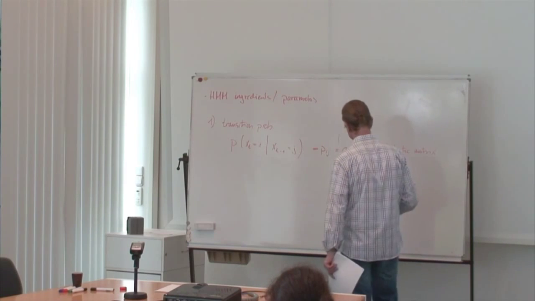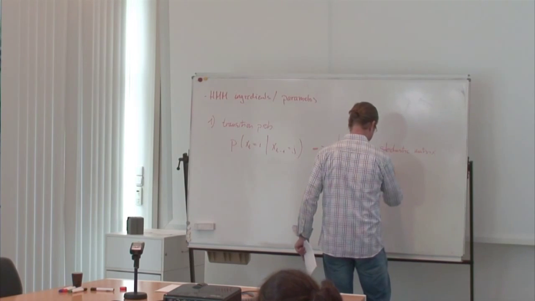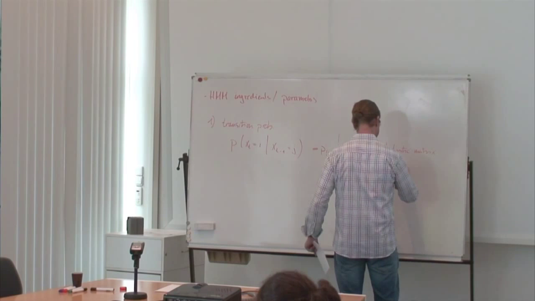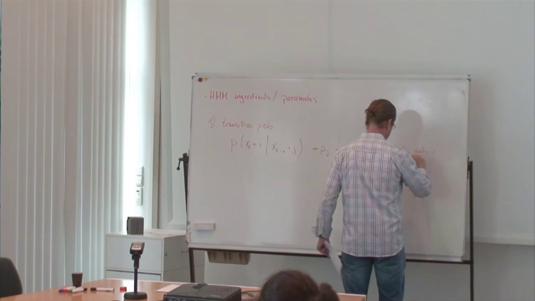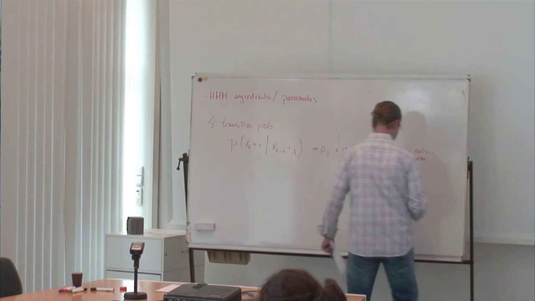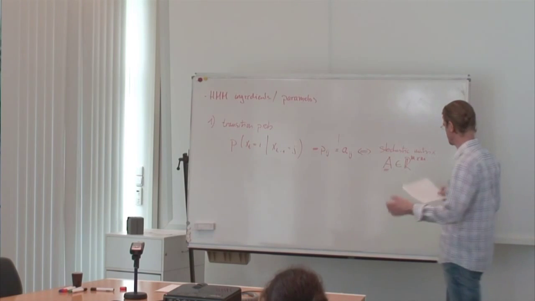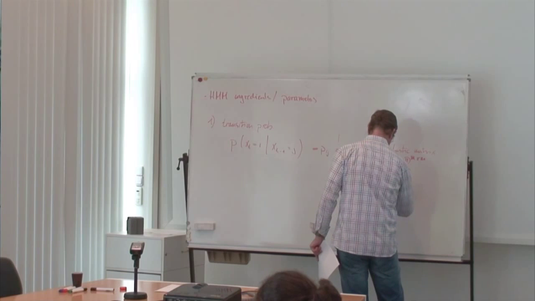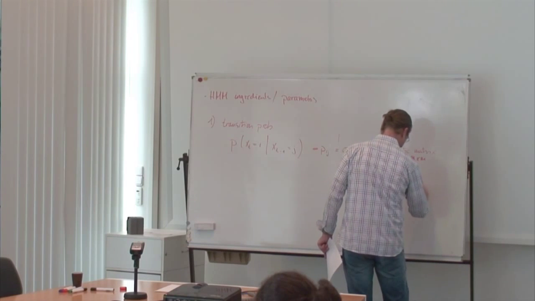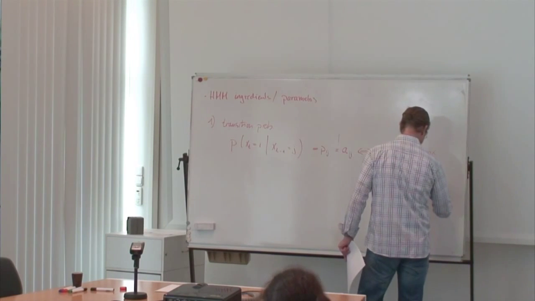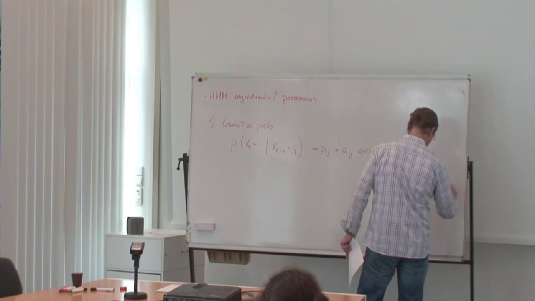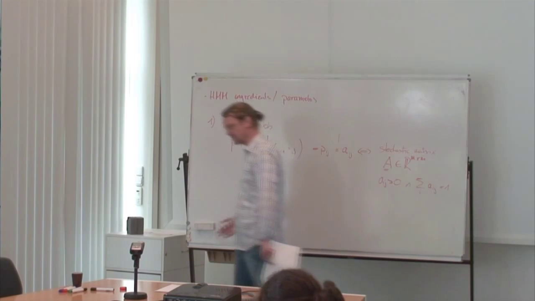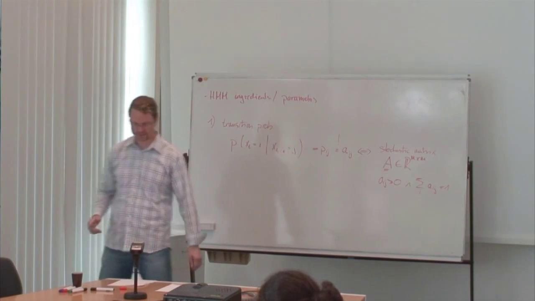Now these things are called Aij, the matrix is called A, and it is again a square matrix of dimensions n by n, where n is the number of different states we have. And again, the Aij are larger or equal than 0, and if we sum over the rows, we have 1.